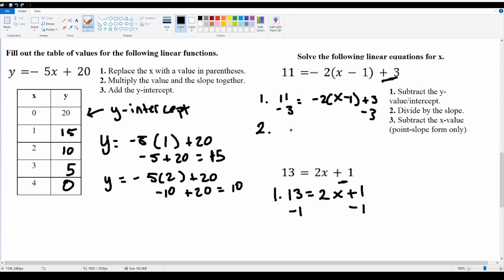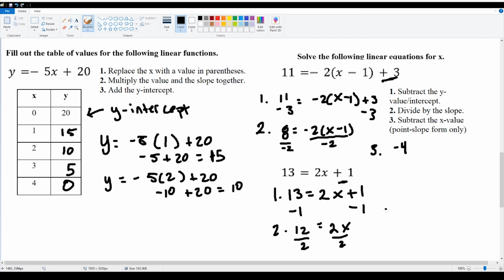So once we get the subtraction here, 11 minus 3 is going to give us 8. We're going to want to take that number and divide it by the -2 that we have sitting here. Same situation down here. We get 13 minus 1 is 12, and we'll want to divide that 12 by the 2 that we have here, the slope. For the last step then, this will give us 8 divided by -2, which is -4. And for this linear equation down here, we'll get 12 divided by 2 equals 6. Now notice with a slope-intercept equation, you're done once you've done step 2, dividing by the slope.